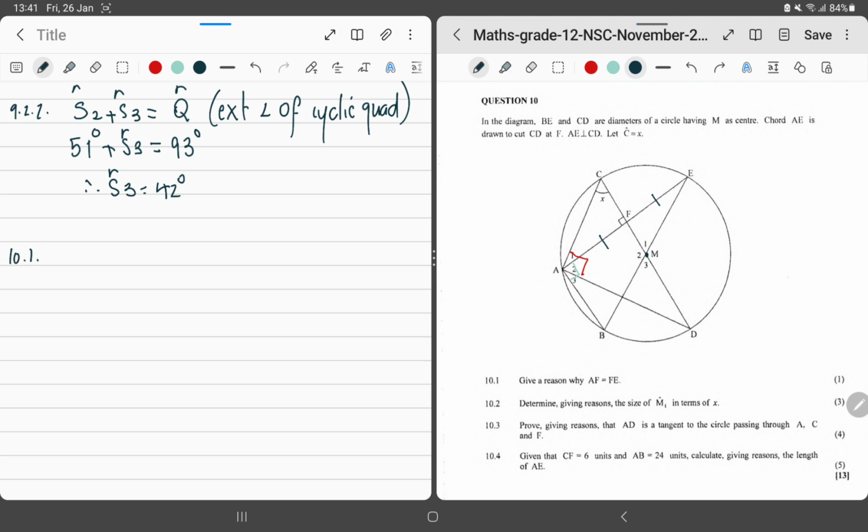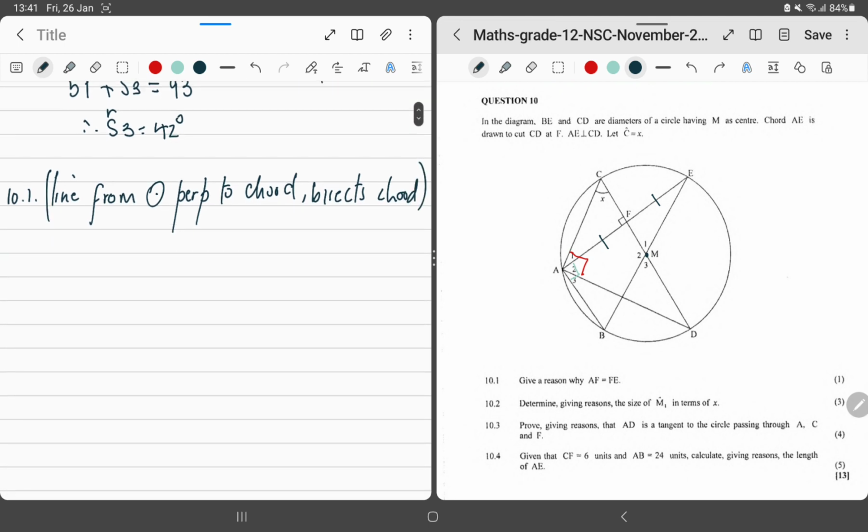10.1. Give a reason why AF is equal to FE. This is because of the line from the center perpendicular to the chord, so it bisects the chord.